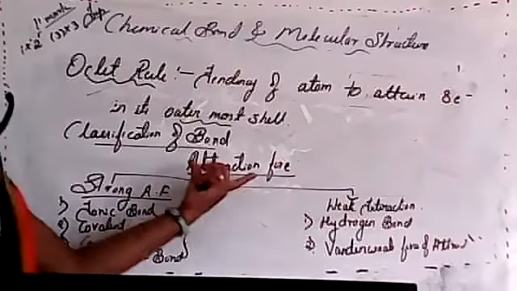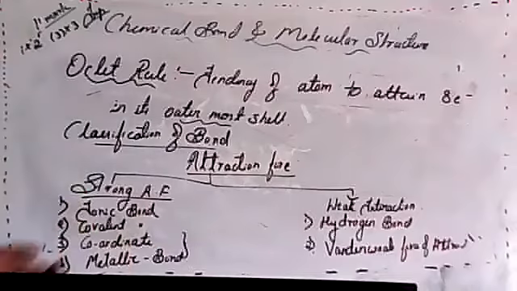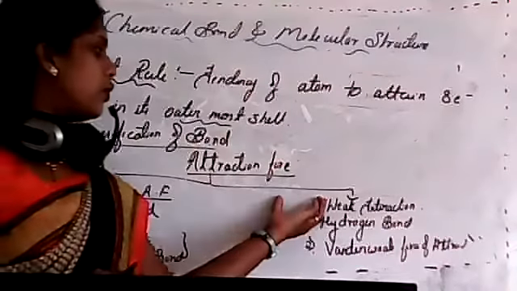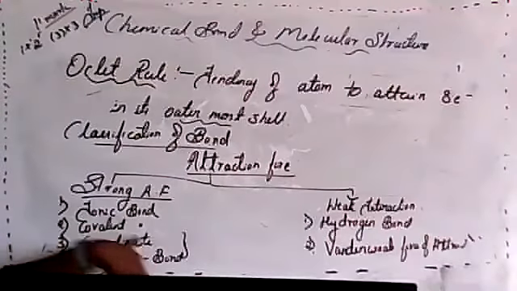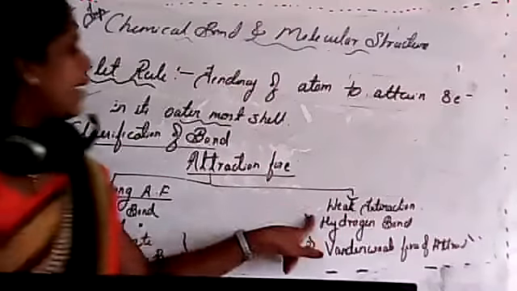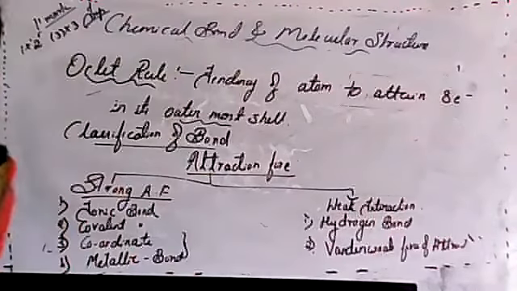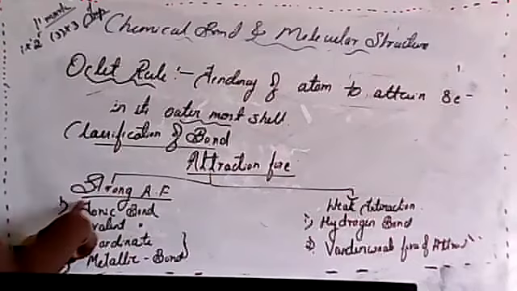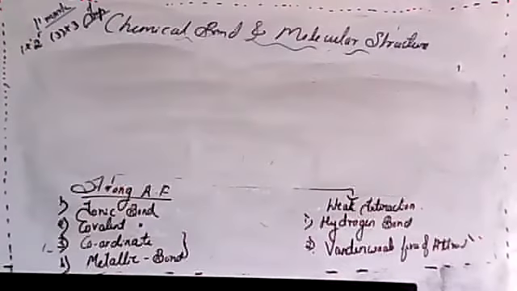Depending on the tendency of the attraction force, bonds are classified into strong attraction force and weak attraction force. First are ionic bond, covalent bond, coordinate bond, metallic bond, and in case of weak interaction, hydrogen bond and van der Waals force. Is it clear, students? One by one we'll study about these. First one is ionic bond.